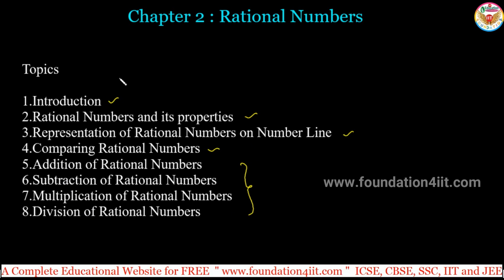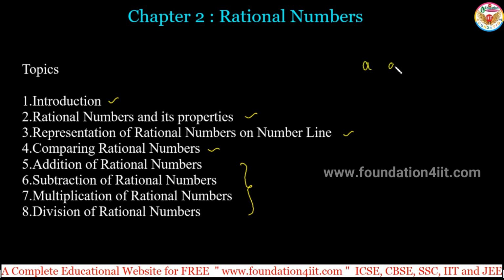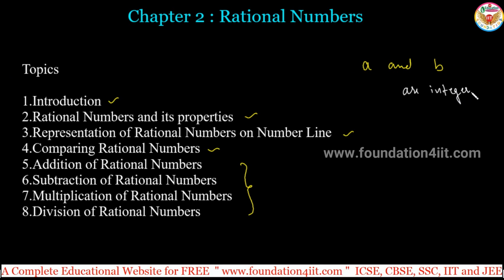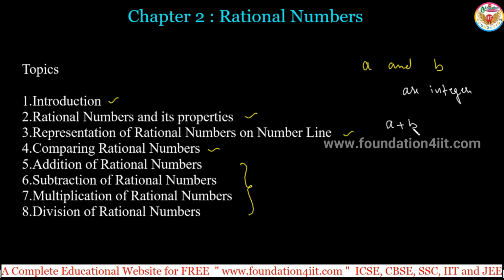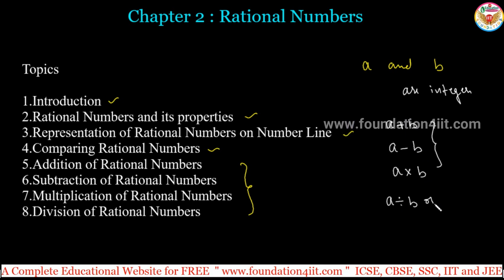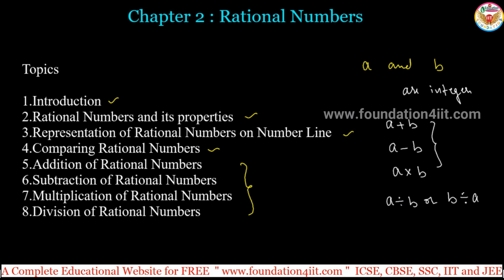First, coming to rational numbers, for example, if a and b are integers, as we discussed in the previous topic, integers are all the negative and positive numbers along with 0, right? Then we already know that a plus b is also an integer, a minus b is an integer, and a into b is an integer. But a divided by b or b divided by a may not always be an integer. Let us take one small example.